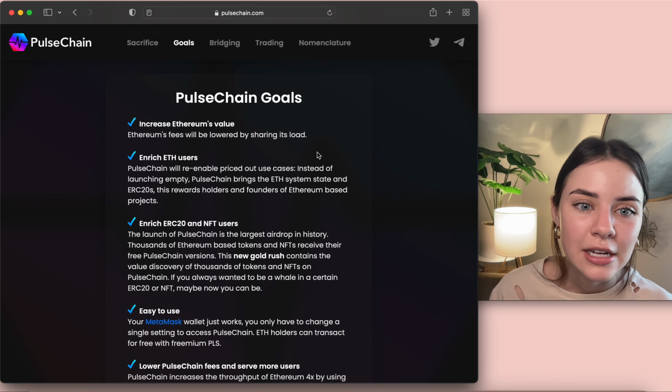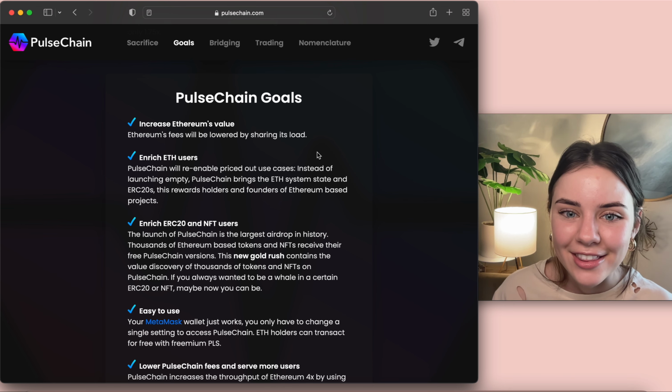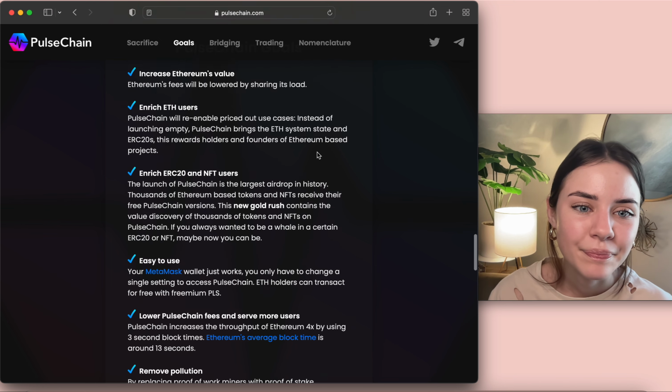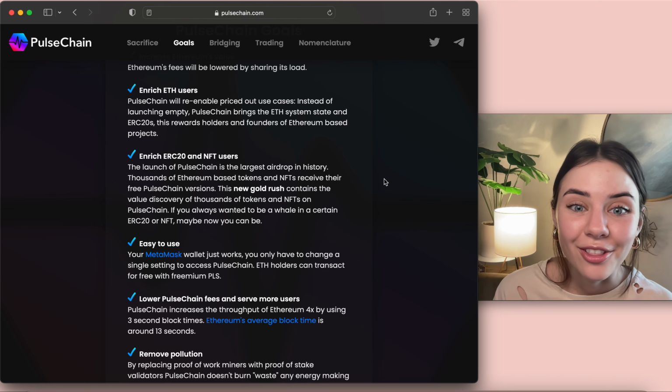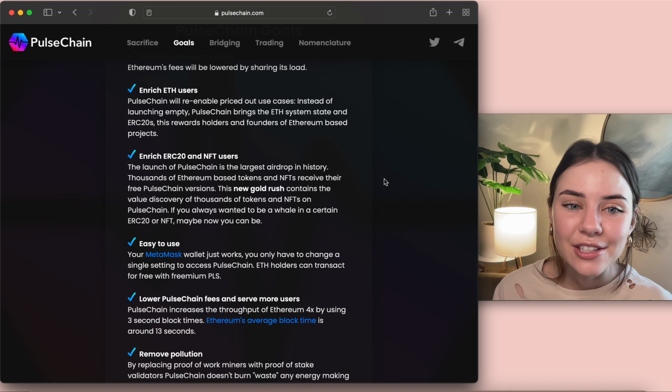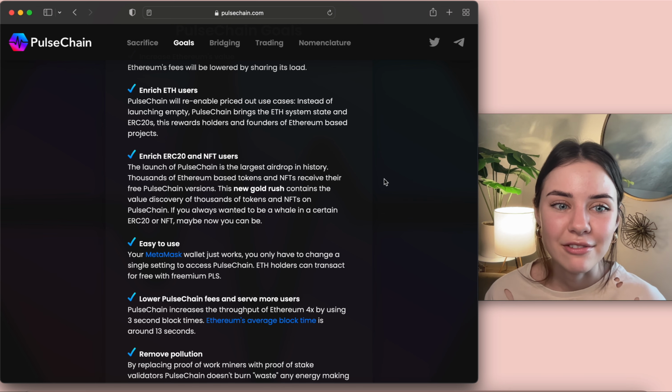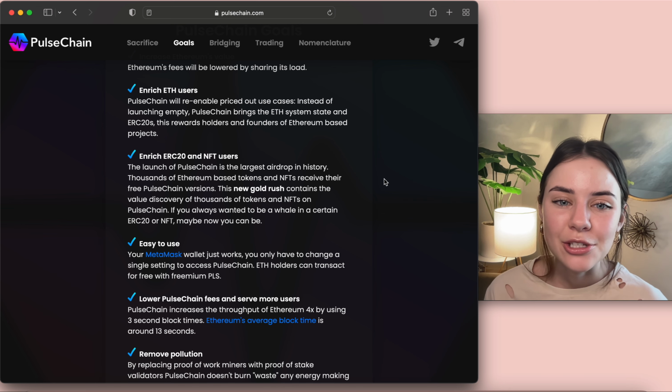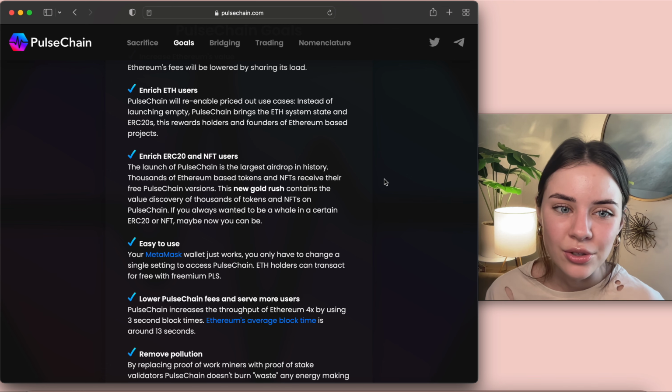This rewards holders and founders of Ethereum-based projects. Awesome. The launch of PulseChain is the largest airdrop in history. Thousands of Ethereum-based tokens and NFTs receive their free PulseChain versions. This new gold rush contains the value discovery of thousands of tokens and NFTs on the PulseChain. If you always wanted to be a whale in a certain ERC-20 or NFT, maybe now you can.